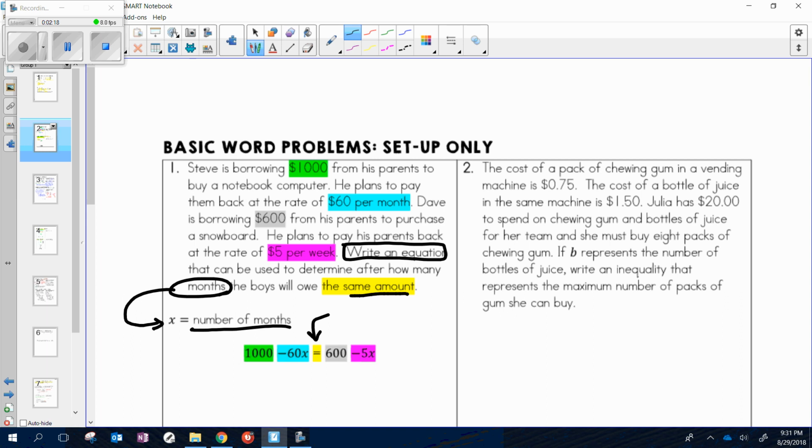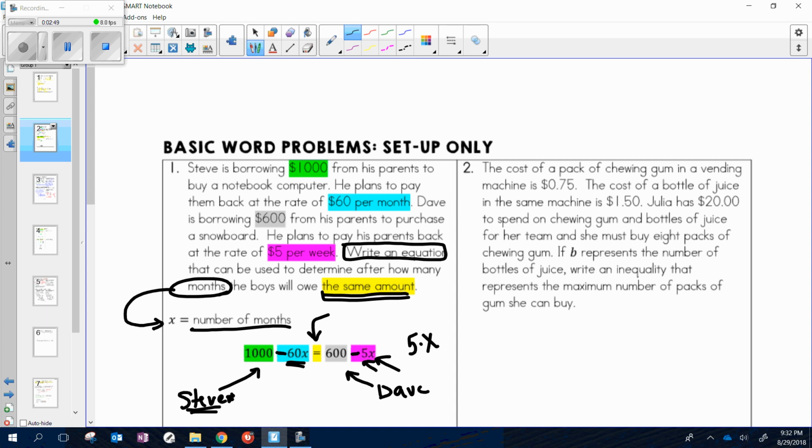And they want to have the same amount, so we want them to be equal to each other. This side of the equation represents the $1,000 that Steve borrowed. Oops, not Stever, just Steve. And he's paying it back, so it's subtracting $60 per month. This side of the equation represents Dave. What did Dave do? Started with $600, paying it back, so subtracting 5 every month. So 5 times the number of months. All right, example number 2.